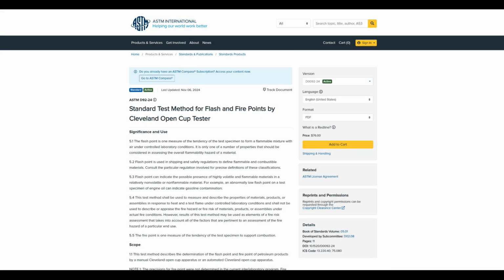Oh, real quick, guys, I also forgot to mention that here are some more resources in case you want to learn more about flashpoint testing and all of that. So this right here is the actual ASTM D92. This is the Cleveland Open Cup method here. Of course, you can't read it. Well, you have to pay for it, but at least it gives you some information here.